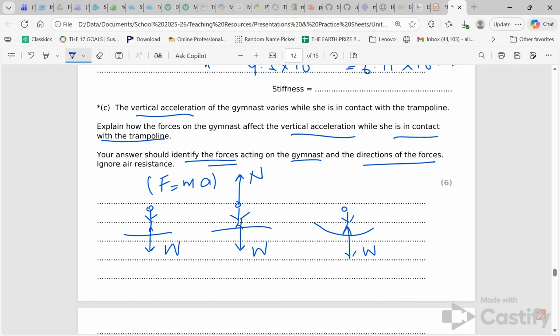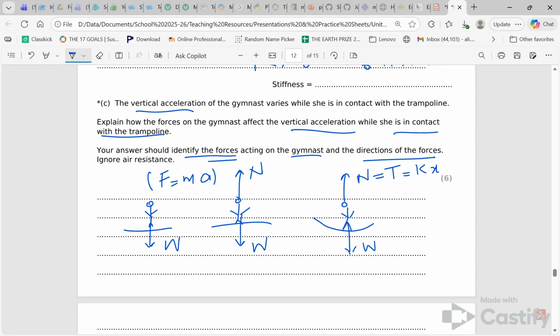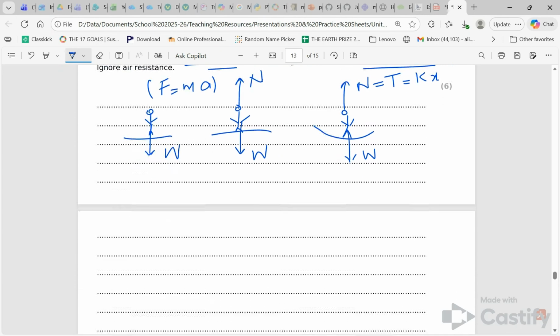When the gymnast further goes down and causes the trampoline to stretch, now the weight and the normal reaction are still acting, but this time the normal reaction will have increased. Why? Because normal reaction is equal to the tension in the springs, which is equal to Kx, which means when the trampoline is stretched, the normal reaction force will increase. So now let's look at how we will link this with the acceleration.